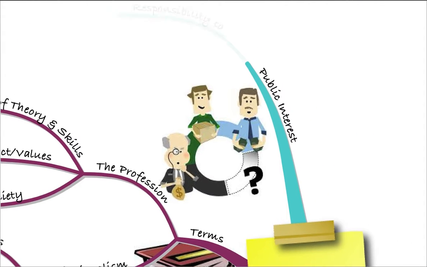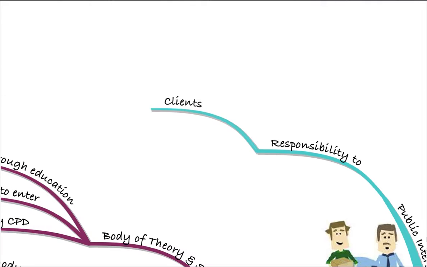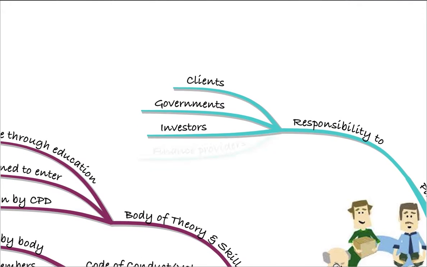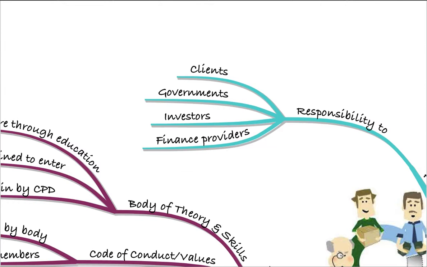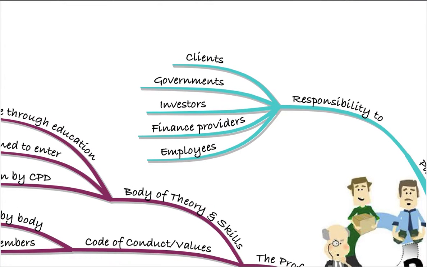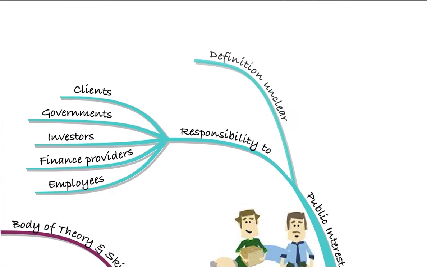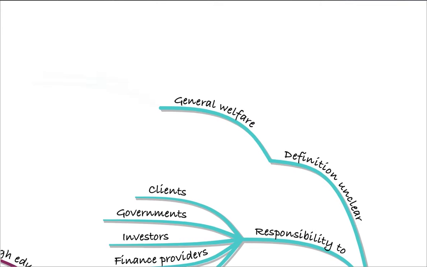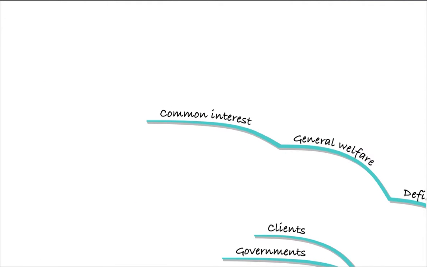Remember, the public interest is a responsibility to the clients, to the government, to investors, to finance providers of businesses, and to employees. So it's a responsibility to everyone, to the public, rather than just a responsibility to your clients or to the business that you work for. So the definition of this isn't that clear, but we're thinking about the general welfare or common interest of society.